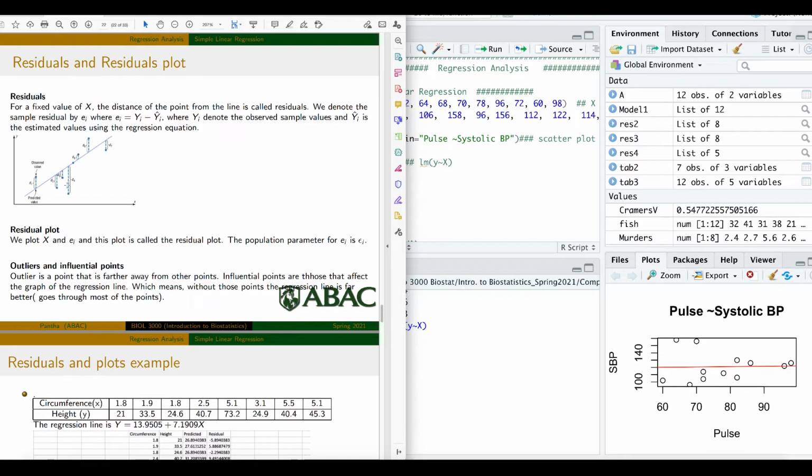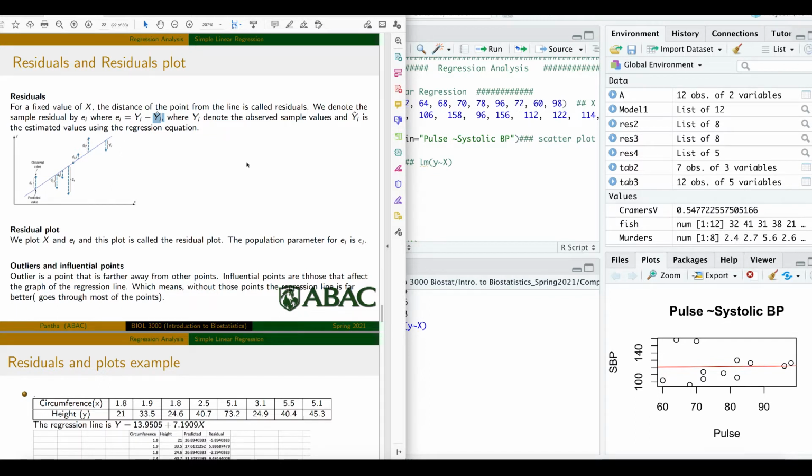Those dots are the real data, right? So the distance of the data from that line is called residuals. Some people also call it error, or some people call it deviations. Okay, we denote the sample residual by e sub i, where e sub i is yi minus yi hat. yi is the observed data point, and yi hat is the value that you estimated from y equals a plus bx, okay? Where yi denotes the observed sample values and yi hat is the estimated values using the regression equation, all right?